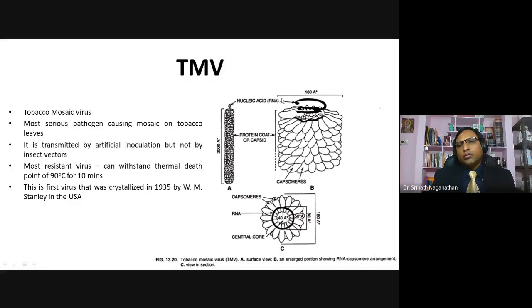If you see the virus, it looks like a protein capsid coat, which is having capsomeres. The central axis is almost 40 Angstrom, and the capsomeres are almost 50 Angstrom. So the total is almost 180 Angstrom, the diameter of the particular Tobacco Mosaic Virus. And in the center, there is a spring-like structure of nucleic acid, that is the RNA, which is present.